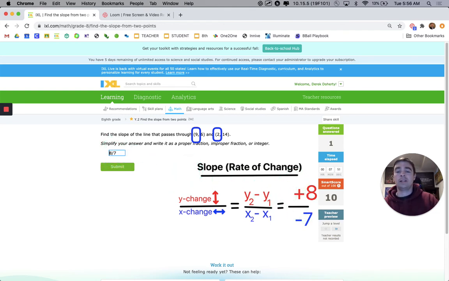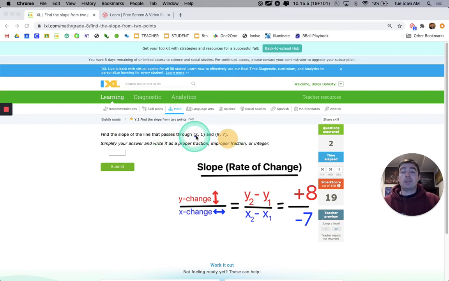And the reason I did that, we're going to test. If I did 8 over negative 7, I don't think IXL will mark that. IXL is going to mark that right. But standard form would probably be negative 8 over 7 when we simplify at the end. We'll show you one more example, but we think you have what you need to be doing the rest of this assignment.